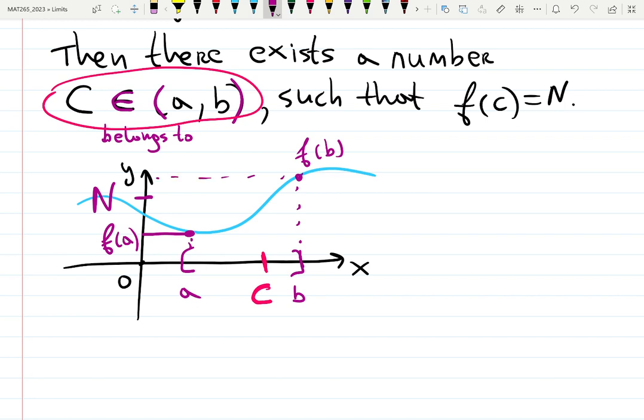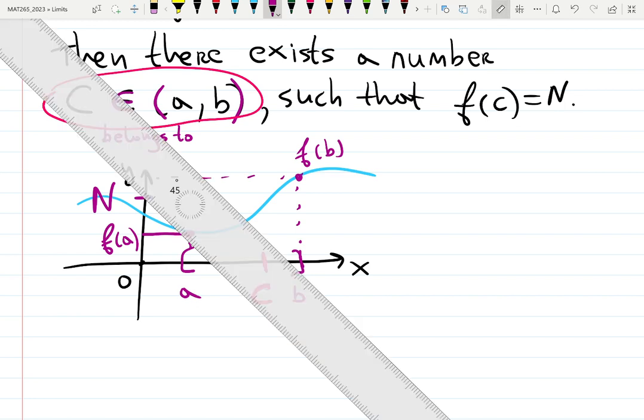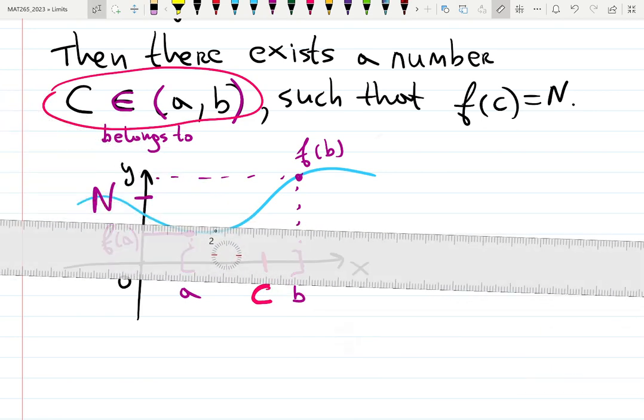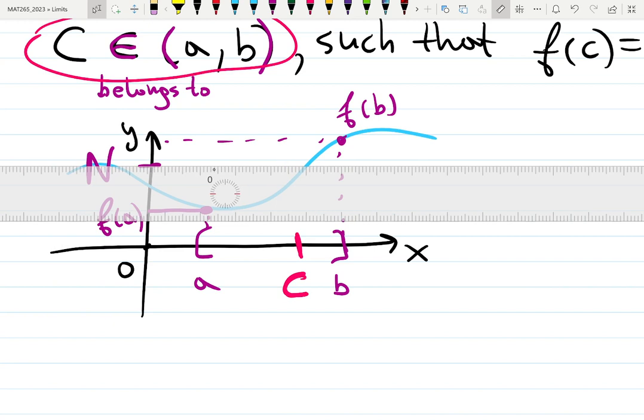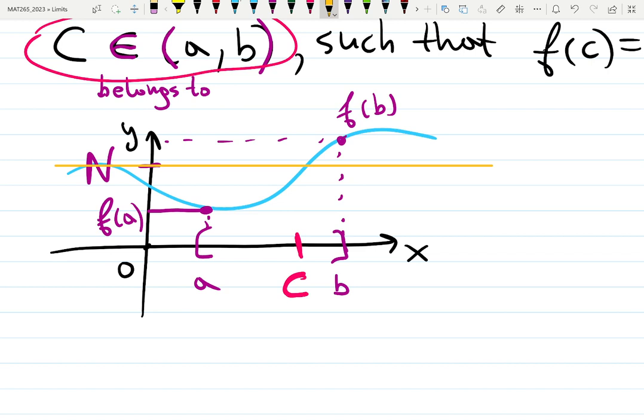N is between those. If I take a ruler, look how awesome that is. I'm taking a ruler, and you don't have to be that beautiful. Here's my N. Isn't that cool? Surface Pro is my favorite investment in teaching. So it's in between those two heights. Here's one height, another height. Actually, I should not put it here. Let me put it at f of B.